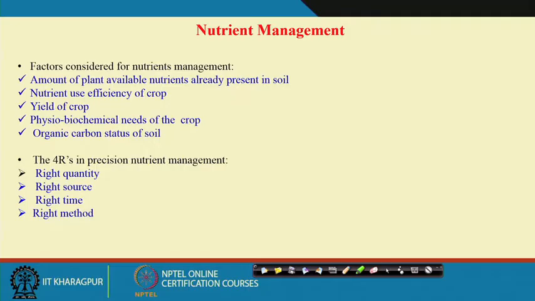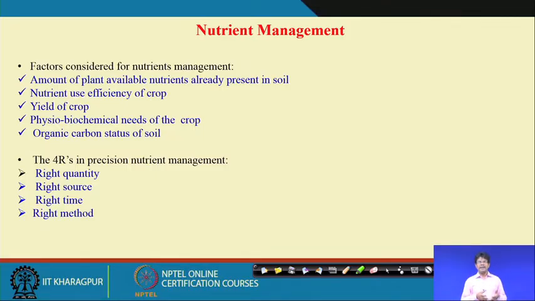You see, nutrient management, as you discussed earlier, means you have to manage all sources of nutrients available, either the native nutrients present in the soil, or the organic matter present in the soils, and the biological resources you are adding, the organic resources you are adding, or biological N fixation. Those things have to be taken into account for nutrient management.